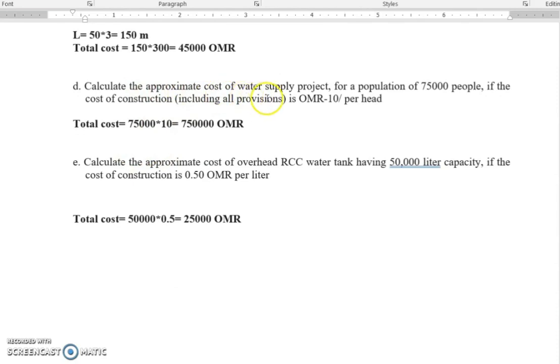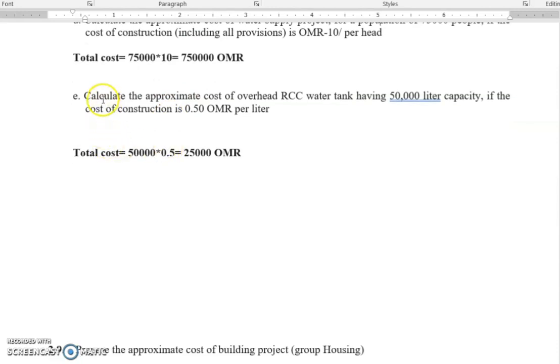Calculate the approximate cost of water supply project for population of 75,000 people if the cost of the construction including all provisions is 10 Omani Riyals per head. So هذا حساب, this one we are calculating according to the number of population. So this is why it will be multiplied by the 10 Riyals.